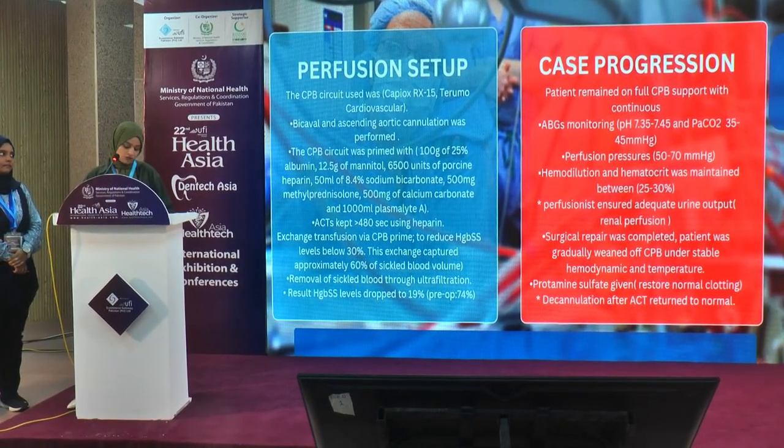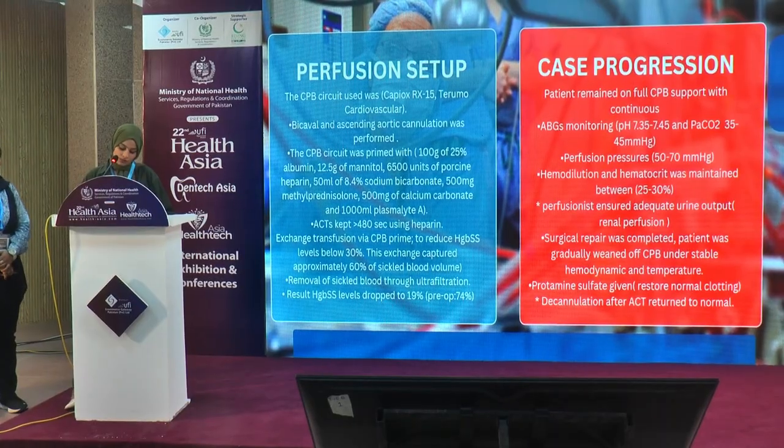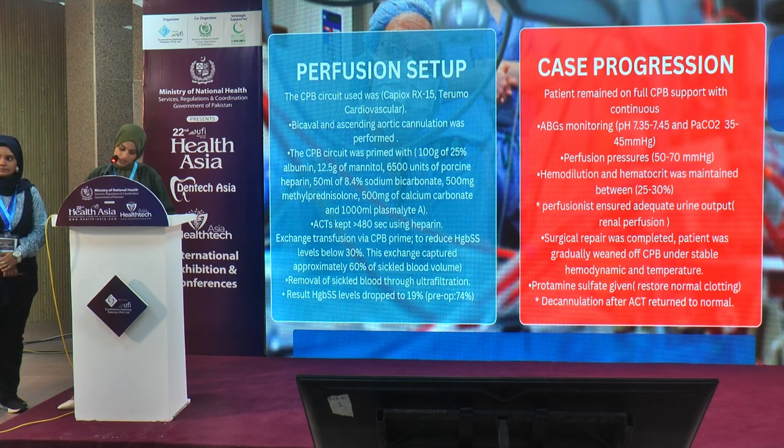The exchange transfusion was carried out by CPB prime to reduce sickle hemoglobin below 30%, removing 60% of the sickle blood volume. Further reduction to 19% was achieved through ultrafiltration. Finally, case progression. The patient remained on full CPB support with continuous ABG monitoring, with perfusion pressures maintained at 50 to 70 millimeters of mercury.